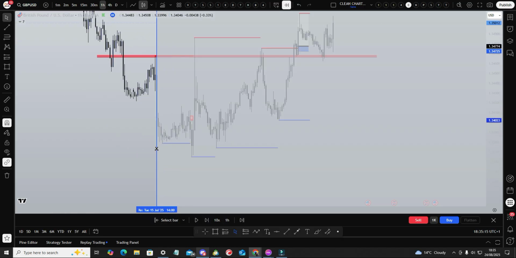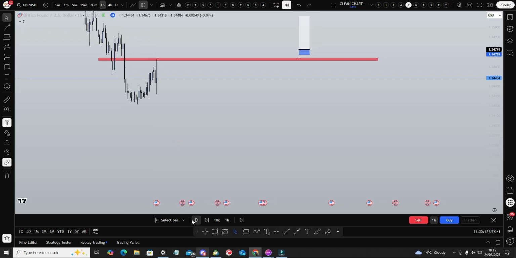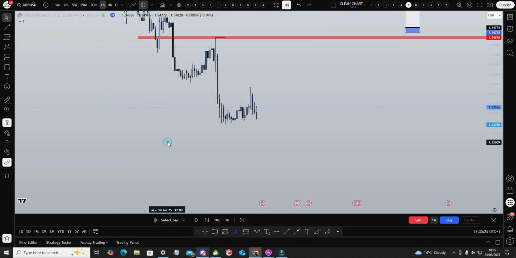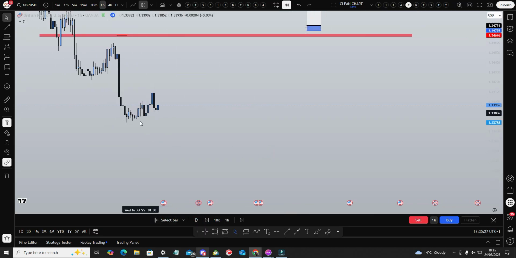Let's put this on the playback. I want to see if it does something that I'm expecting it to do. Right, put it on playback. It's not even marking where the support is until this area over here, but price has just broken through. Do you understand how lagging this is? Do you understand how lagging it is?